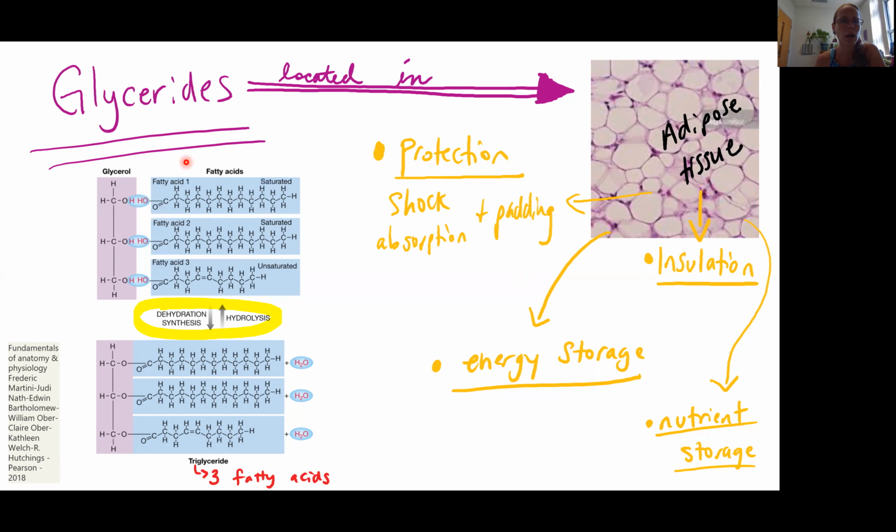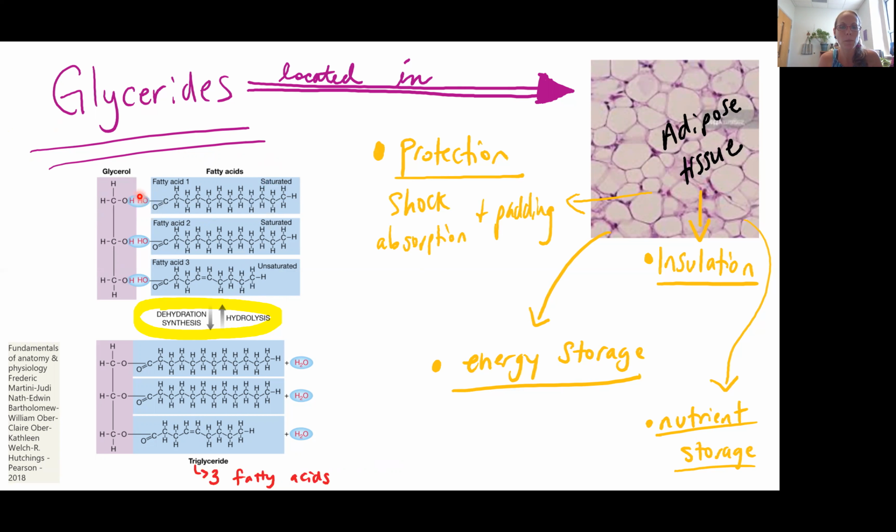Now notice here, a glyceride is composed of a glycerol and 1, 2, or 3 fatty acids. So if you have 1 glycerol and 1 fatty acid, it's called a monoglyceride. If you have a glycerol and then 2 fatty acids, it's called a diglyceride. And if you have a glycerol and 3 fatty acids, it's called a triglyceride. So very often I'll just talk about triglycerides because it's like the fully packaged glyceride.